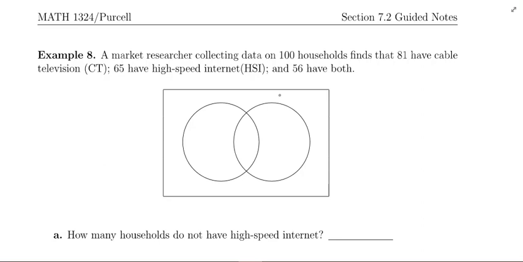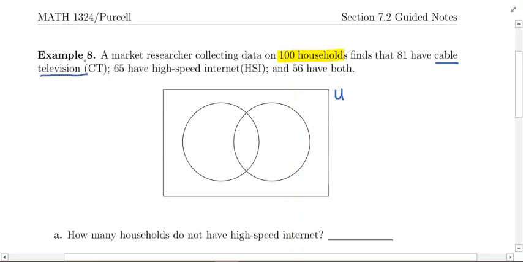before proceeding. All right, so we're going to label this rectangle as the universe. Remember, the universe consists of 100 households that were surveyed. And we have two sets here and we need to label them. If you notice, this whole statement had to do with cable television. So CT, that's going to be one of our sets, cable television. And the other circle is going to be tracking the high-speed internet.